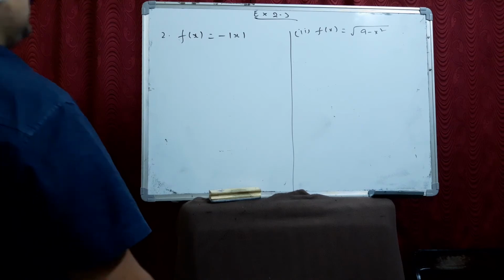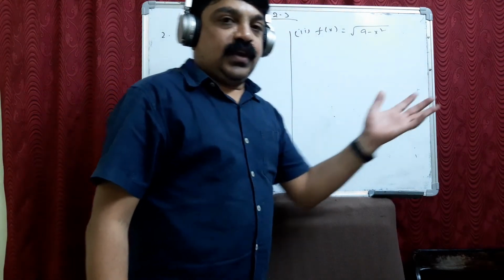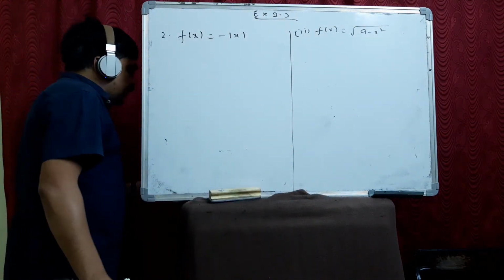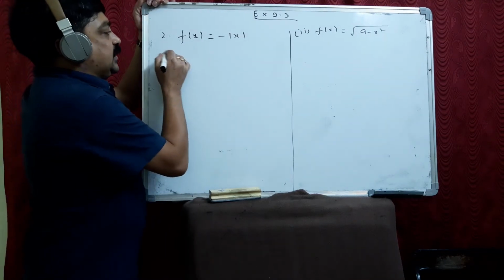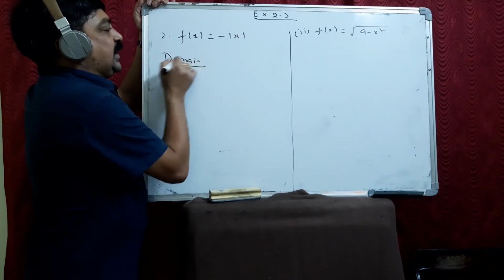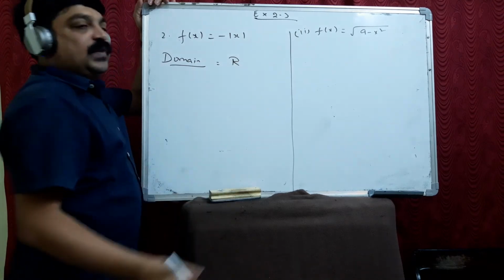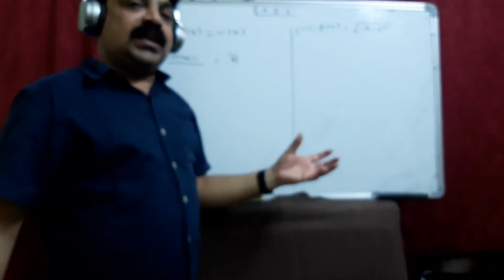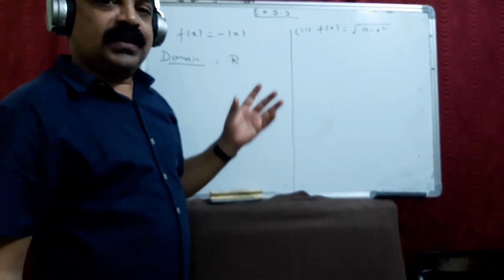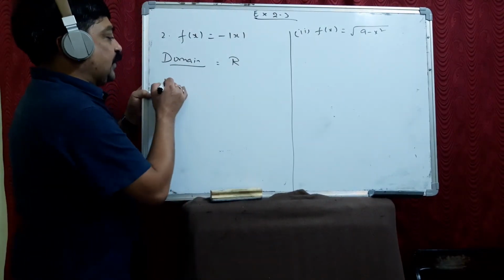See the second question. There are 2 functions given and we are asked to find domain and range. Okay. See, domain means what are the values that we can give in the place of x? I think R. There is no real number which makes this function undefined, isn't it? So domain is R.